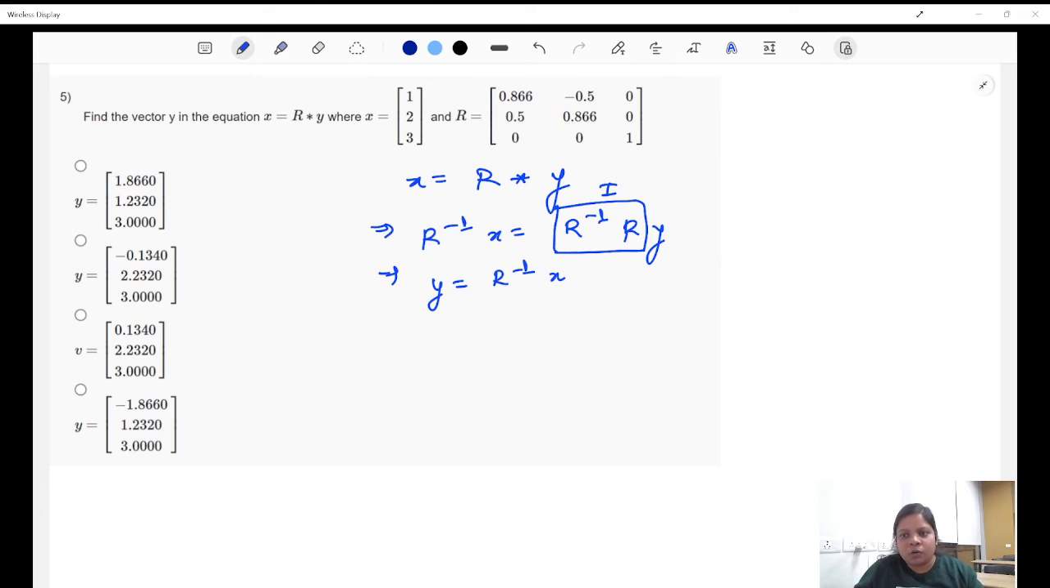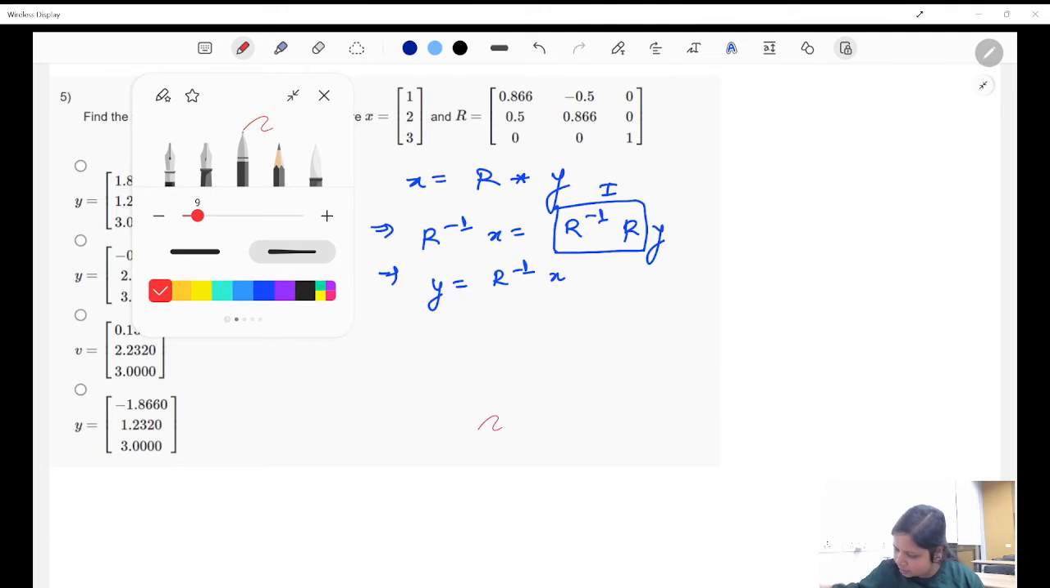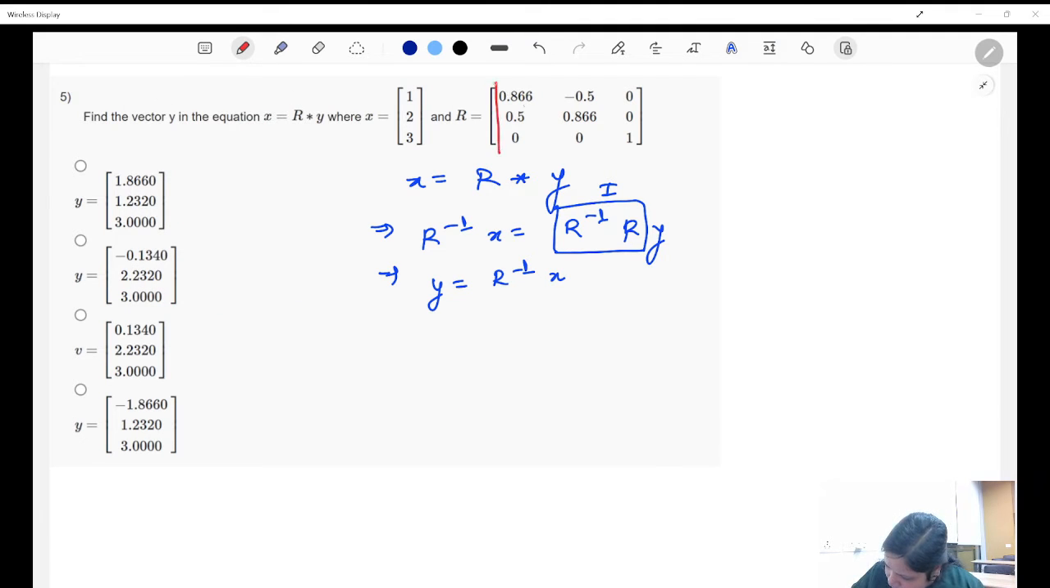Orthogonal to each other means what? Orthogonal vectors means what? If you take any vector, let's say take a column vector. Let's say I take this column vector, and I take this column vector, and take a dot product, what would I get? Wouldn't it be zero? It would be 0.866 into minus 0.5 plus 0.5 into 0.866 plus 0 into 0. So it is going to be 0.